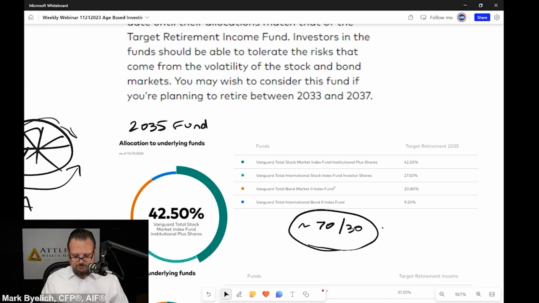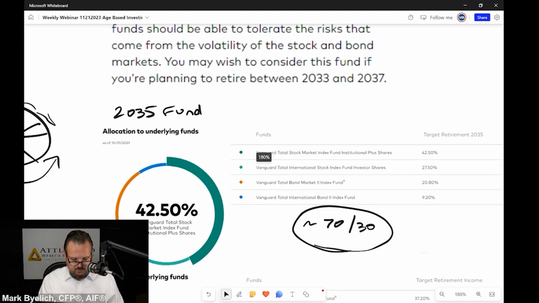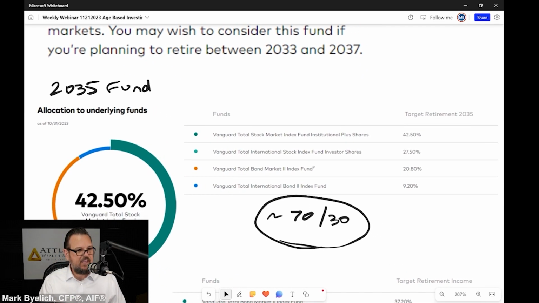Yes, that's right. And you'll see it consists of 4 Vanguard funds. I'll make this a little larger so you can see. The Vanguard Total Stock Market Index Fund, Institutional Plus Shares. Vanguard Total International Stock Index Fund, Investor Shares. Vanguard Total Bond Market 2 Index Fund. And the Vanguard Total International Bond 2 Index Fund. Again, I don't know whether these are good funds or bad funds. I haven't looked at it, but that's the makeup of this fund. So it's what we call a fund of funds.